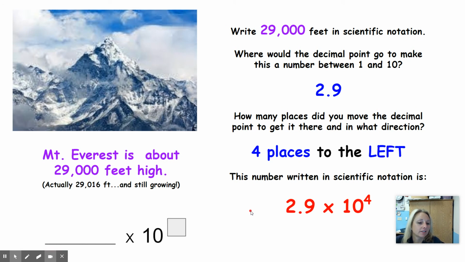Mount Everest is about 29,000 feet high. That number in scientific notation. Again, here's your question. Where would the decimal point go to make this a number between 1 and 10? Right here, between the 2 and the 9. And how many places did you move the decimal point to get there, and in what direction? Well, the decimal point was here at the end of it. I went 1, 2, 3, 4 places to the left. So that number written in scientific notation is 2.9 times 10 to the 4th.